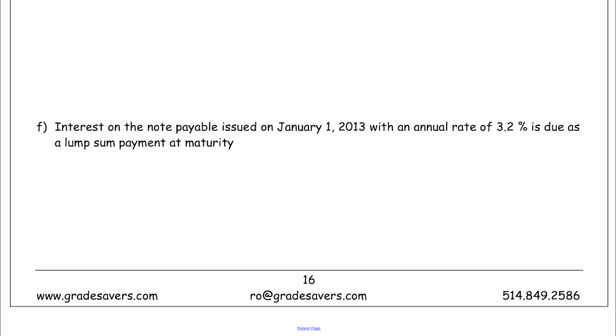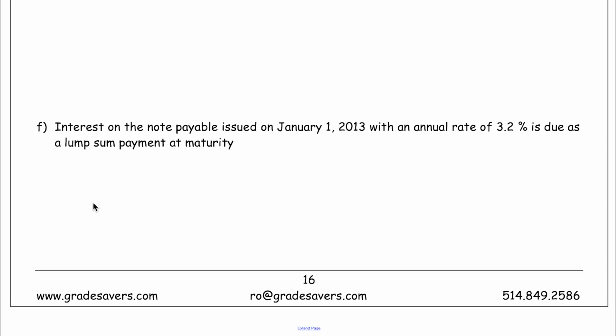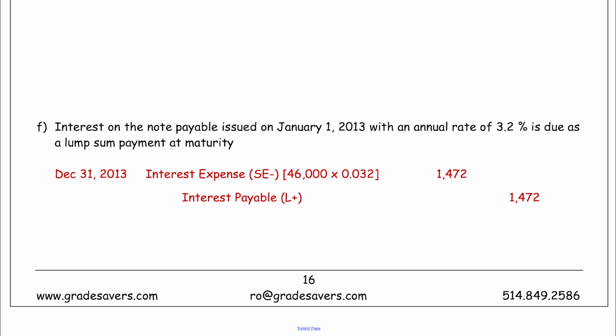In order to calculate the amount, we'd first have to go to our trial balance and figure out what is the amount of our note payable. So if I look at our trial balance, I can see that the note payable has a principal of $46,000. And so the idea is to charge the interest for 1 year on this amount, on $46,000. So in our journal entry, we're simply going to debit interest expense for $46,000 times 0.032, which is the annual interest rate. And since we signed the note on Jan 1st, 2013, we can argue that we owe interest for the entire year. If you work that out, the amount is going to be $1,472.